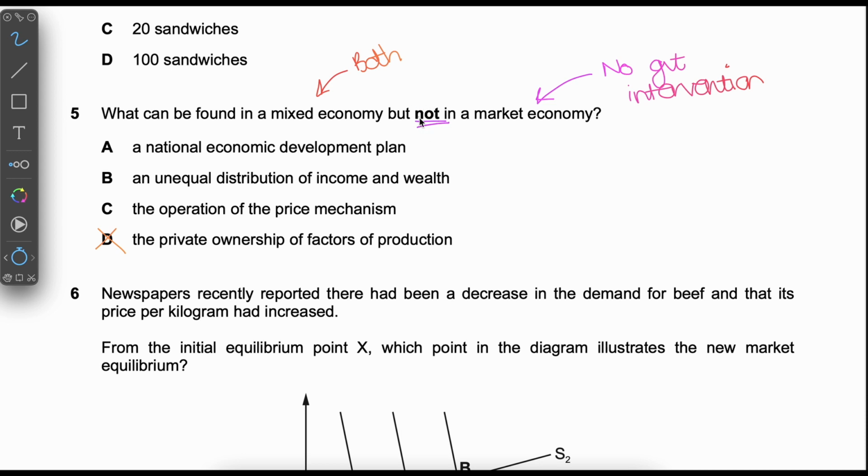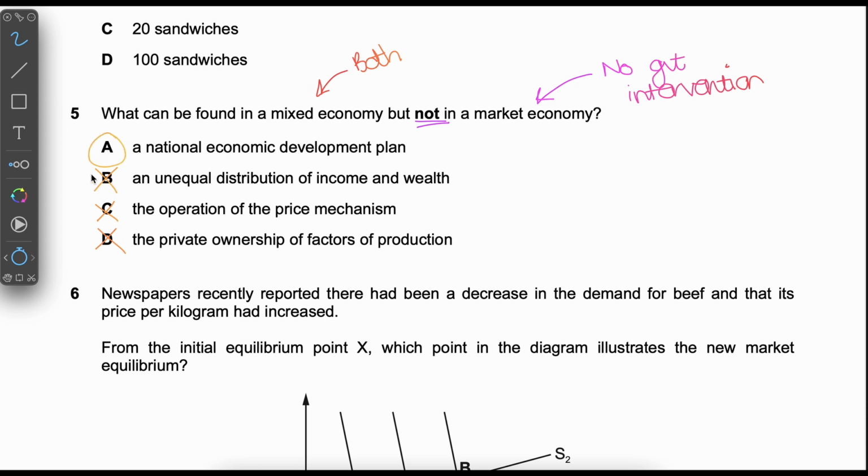That is found in a market economy, definitely. The operation of the price mechanism, definitely found in a market economy. It operates off of supply and demand, which is your price mechanism. So it's not C. An unequal distribution of income and wealth is more so seen in a market economy. If you don't have a government to regulate income distribution, it's more likely that you're going to see unequal distribution of income and wealth. So that usually is found in a market economy. So we can eliminate B, leaving us with answer A.